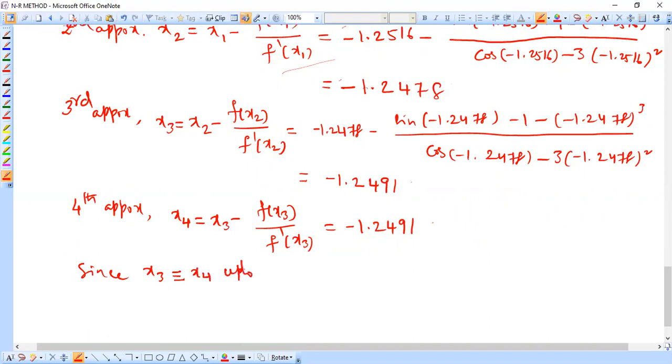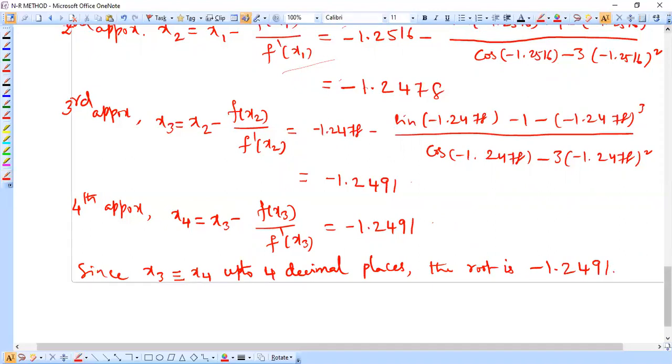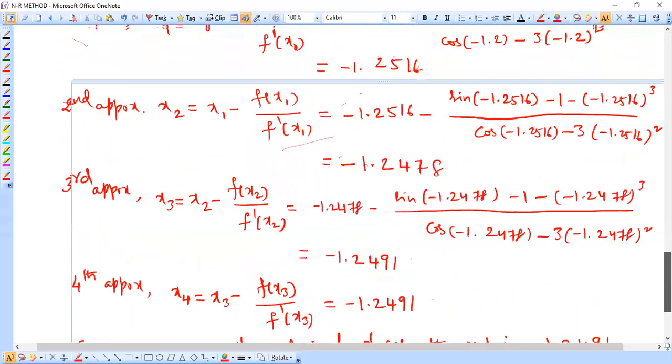Okay, so therefore what we conclude here finally, since x3 and x4 are identical, equal up to 4 decimal places, the root is minus 1.2491. Okay, so this is using the Newton-Raphson method, and this is the example that we have chosen.